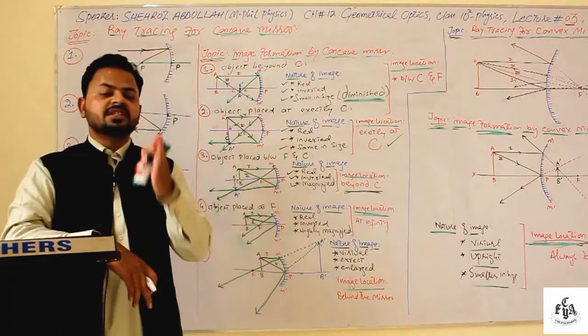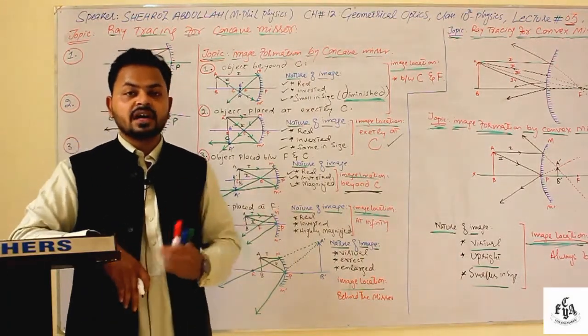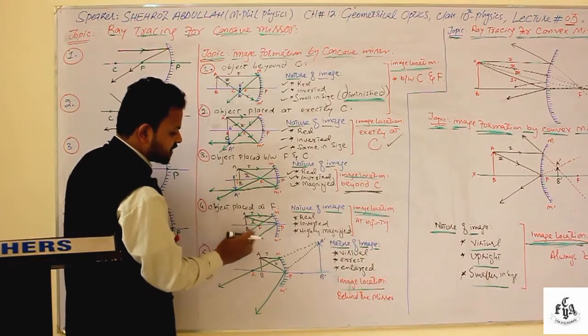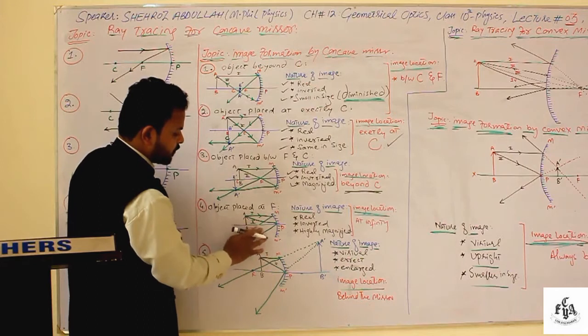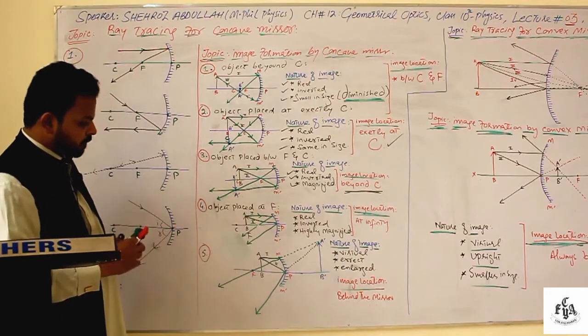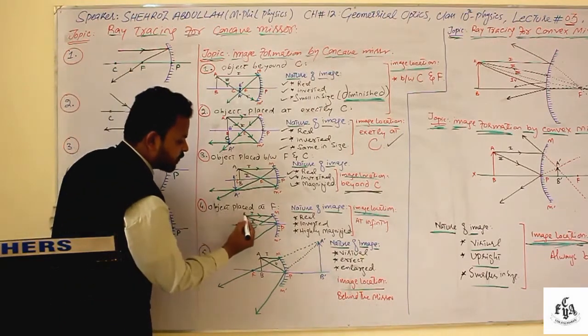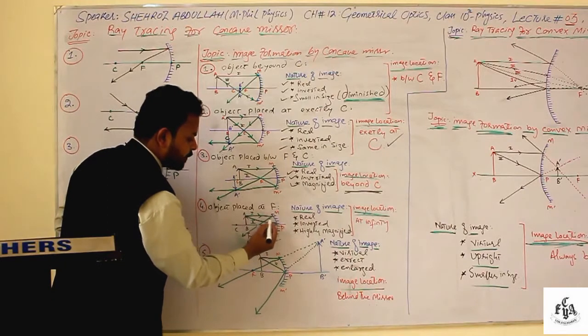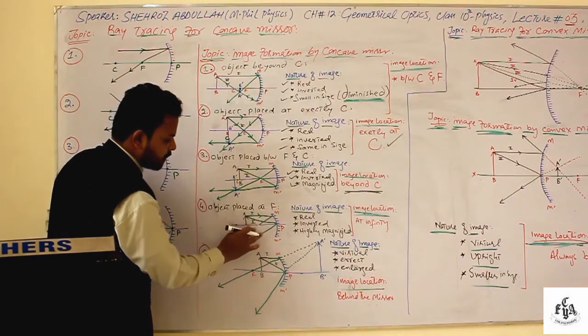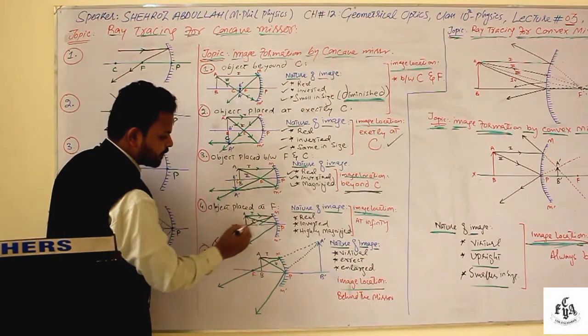If we place an object at exactly the principal focus, what is going to happen? Do remember, we have placed an object at exactly F, right? This is F, and we have placed an object over here. Now what happened? The first ray is coming, striking, and passing through the principal focus, like this, okay?